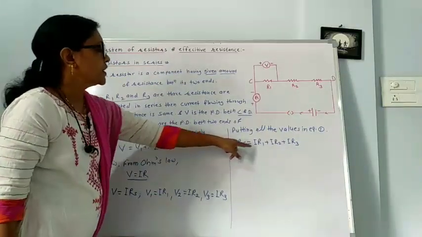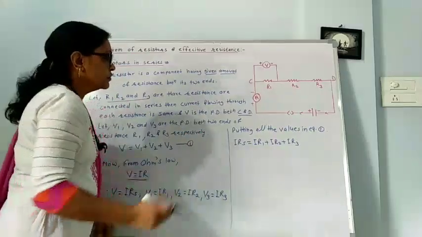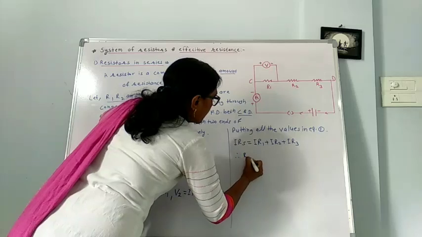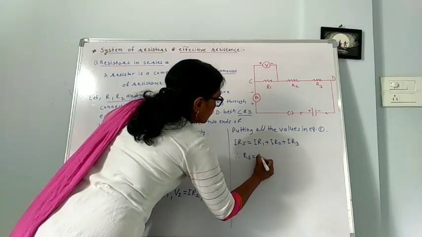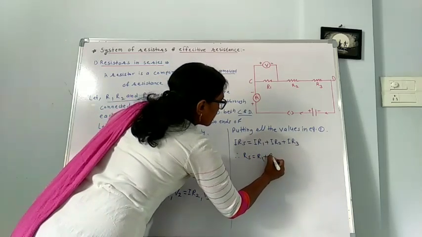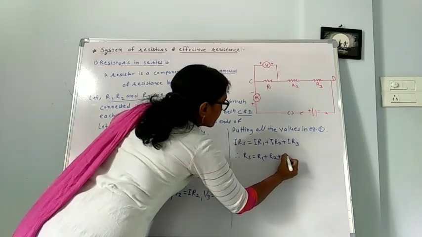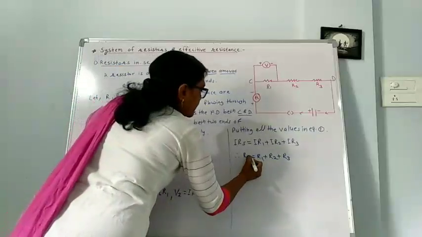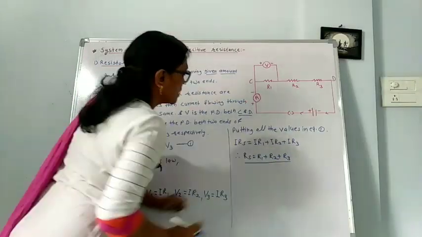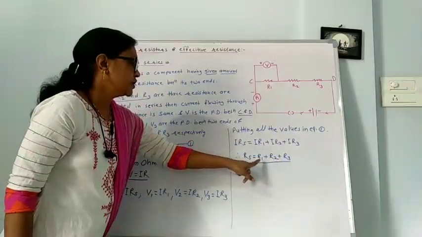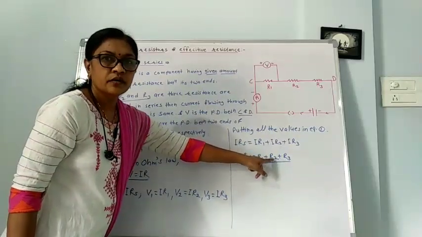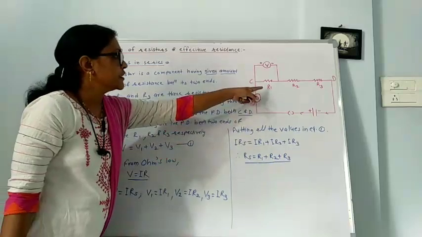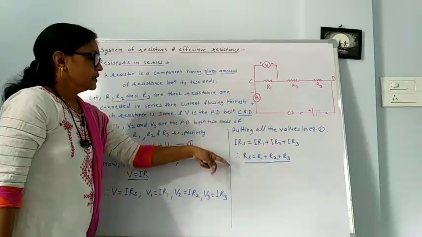Now here I is common. So dividing by I, we will get the equation RS is equal to R1 plus R2 plus R3. In this way, RS is the effective resistance of these three resistors R1, R2 and R3. Now, here three resistors are connected.